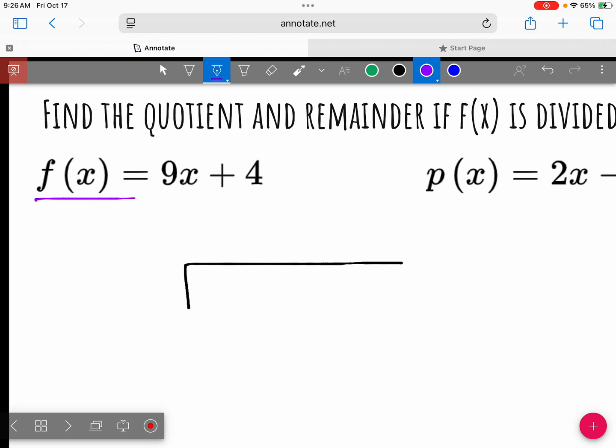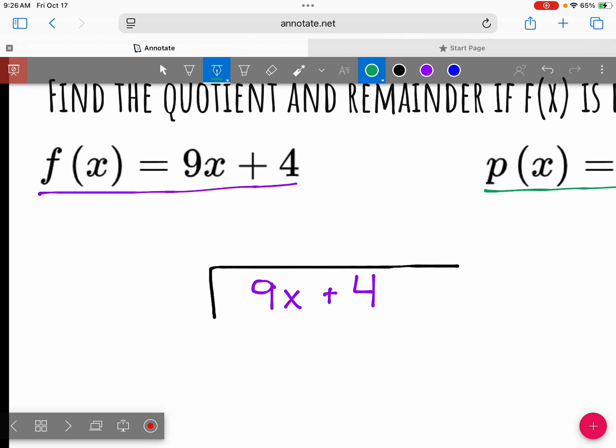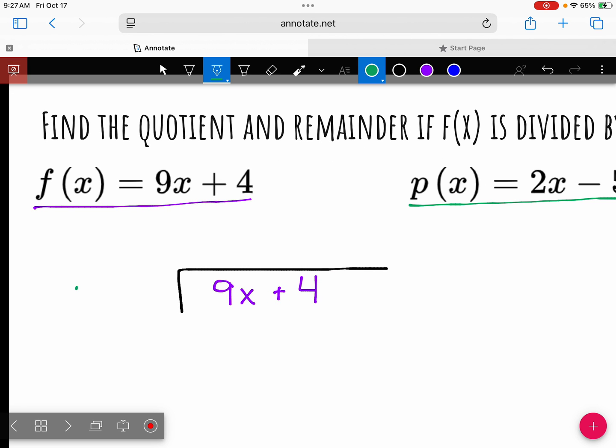F of x, our main function, that's what's going to go inside: 9x plus 4. Our p of x, what we're dividing by, goes outside: 2x minus 5.